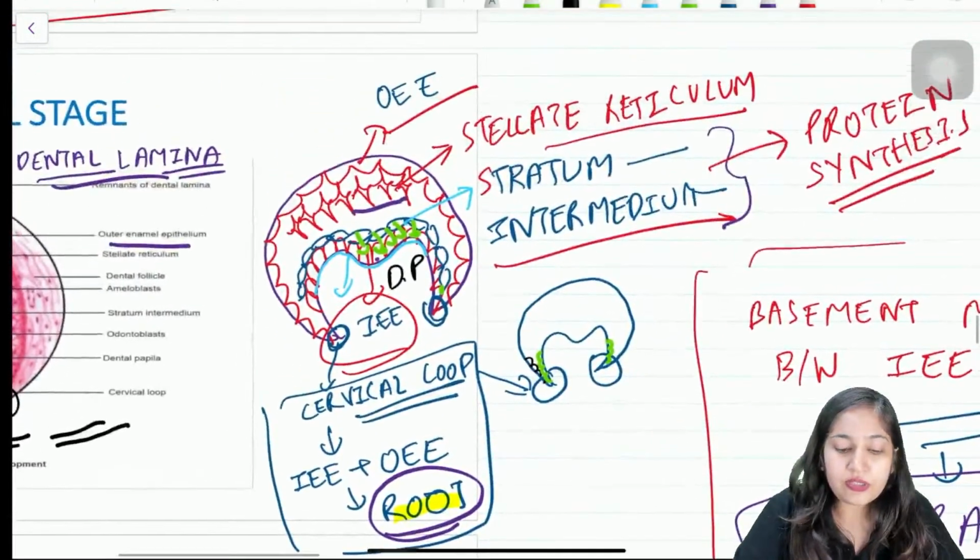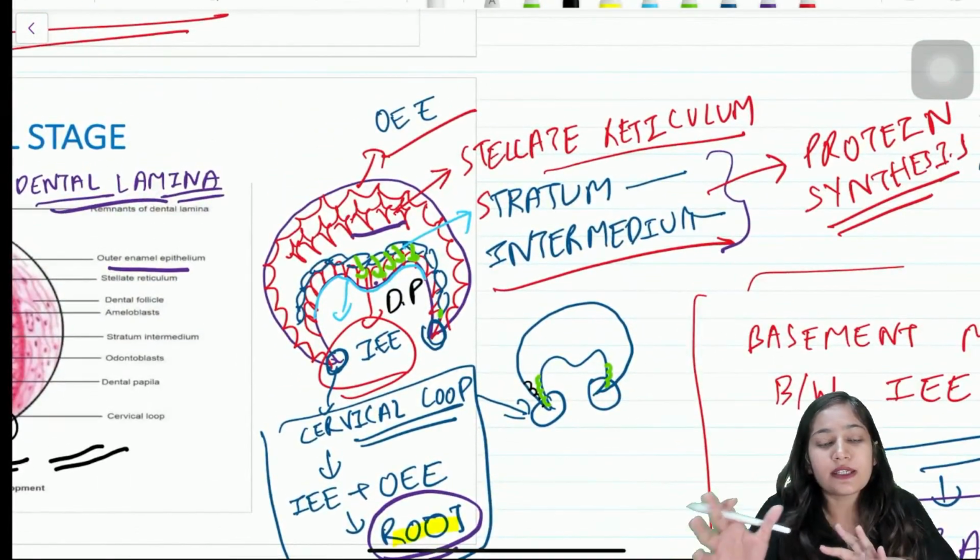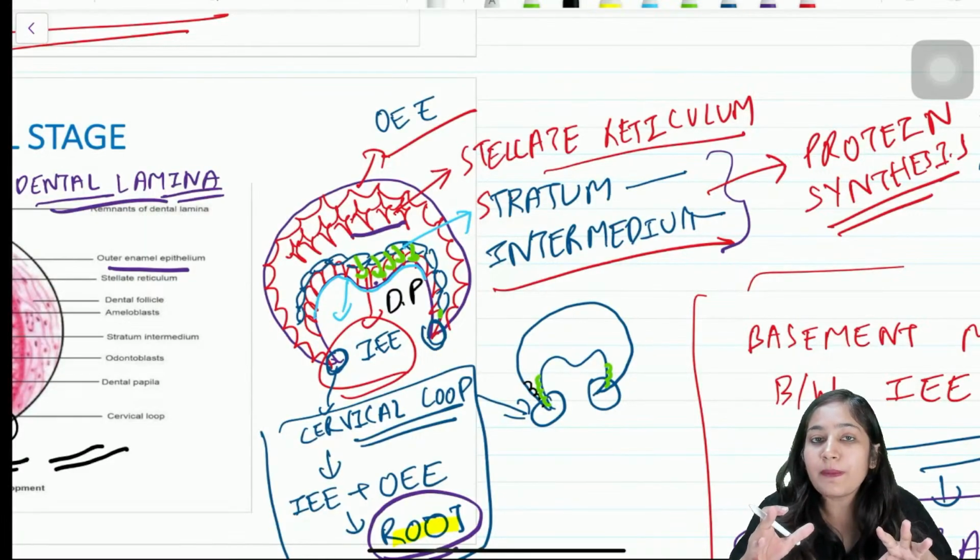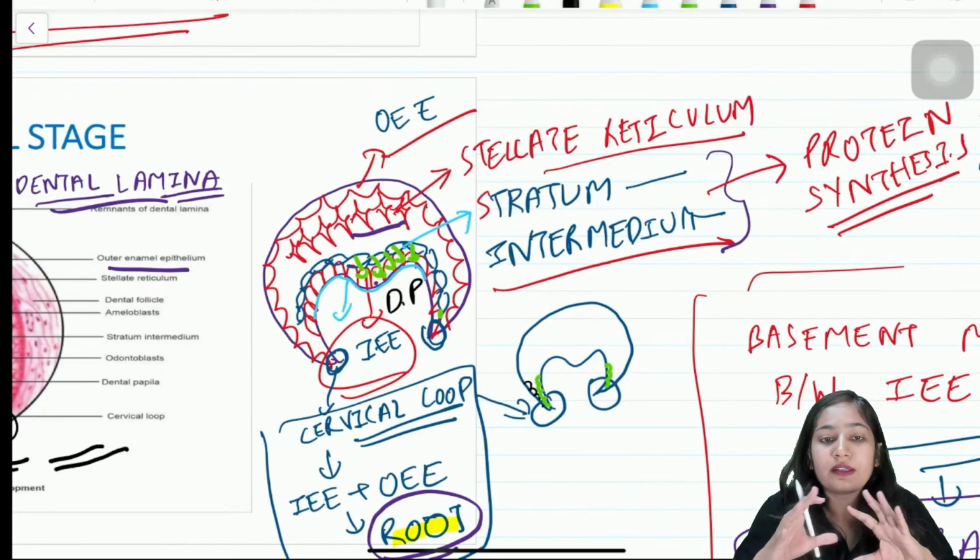So here we are discussing the early bell stage. Have we reached any hard tissue formation here? No. Till now, we have not discussed any hard tissue formation.